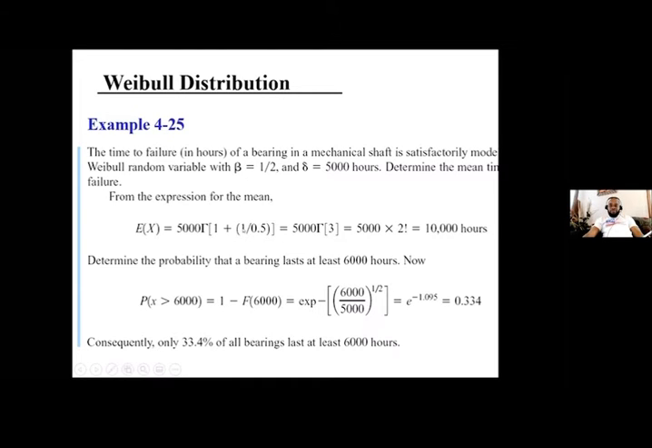Now, if you do 1 divided by a half, that's going to be 2, right? And what is 2 plus 1? That's going to be 3, right? This is going to be gamma 3. And I told you yesterday, what is gamma k? Gamma k is k minus 1 factorial.